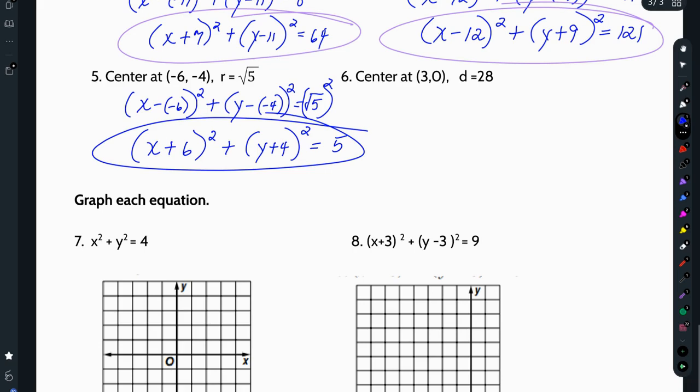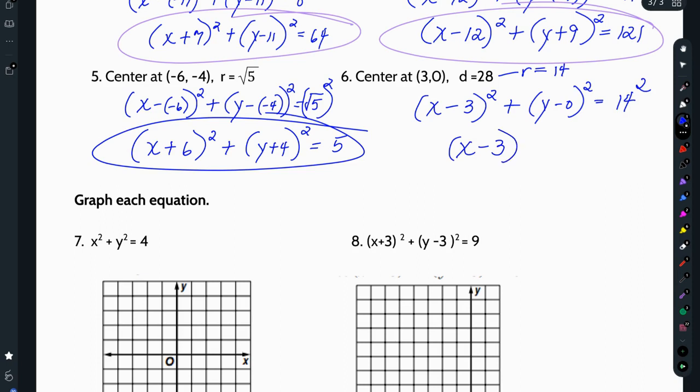Number 6, we have x minus 3 squared plus y minus 0 squared. We're given the diameter, so we want to be careful here. The radius in this case is 14. So we have 14 squared. Final simplified answer, x minus 3 squared plus y squared equals 196.